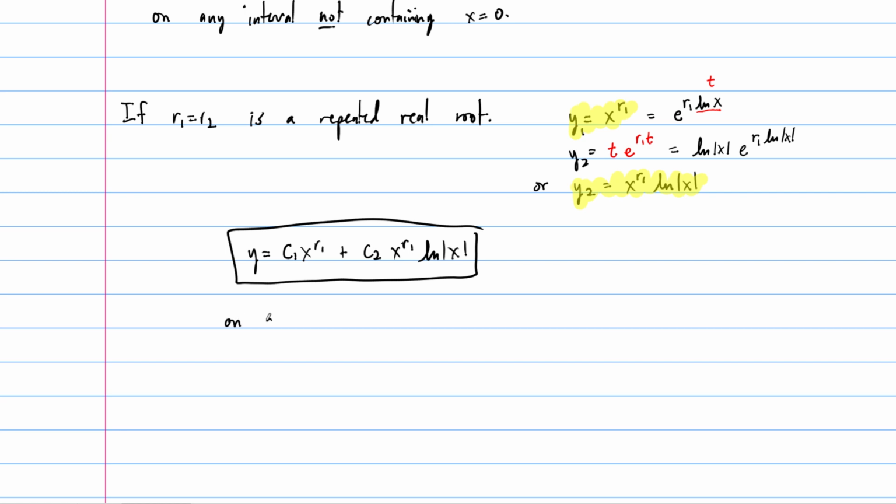All right. So obviously if that interval's got only positive numbers, you can drop the absolute value there, but we'll leave it for the sake of the solution. But on any interval not containing 0 again.